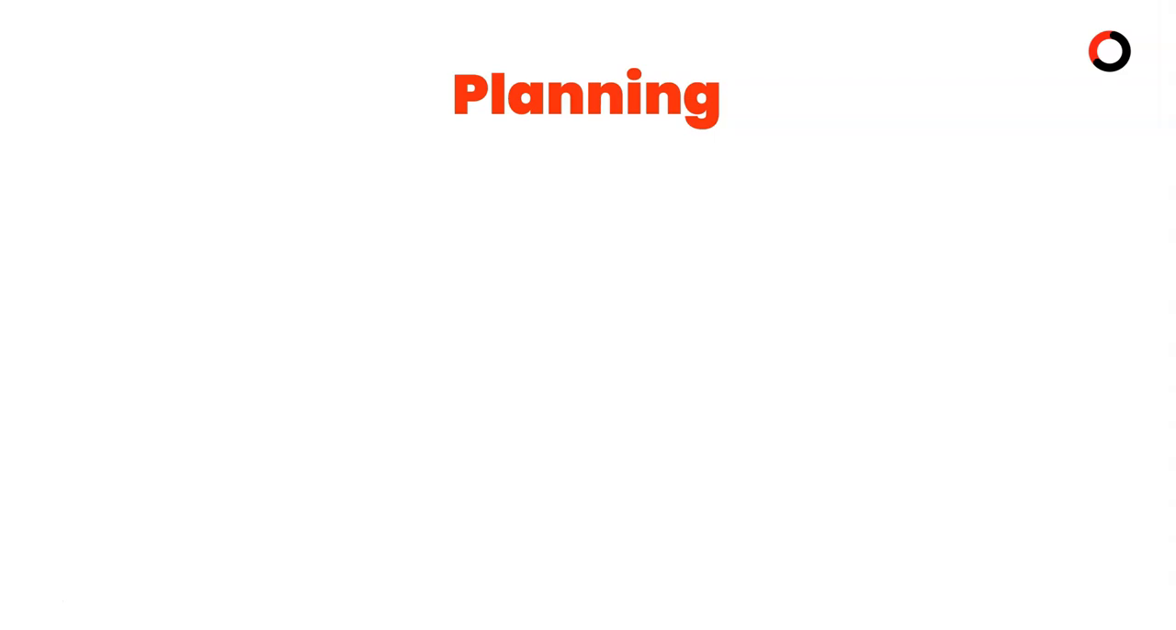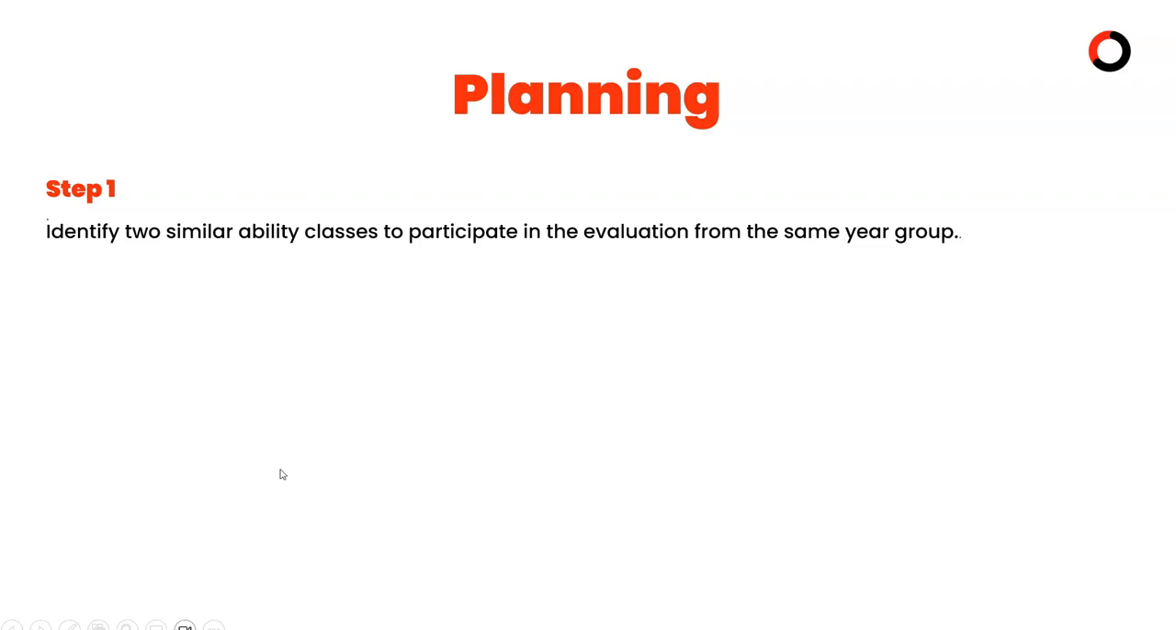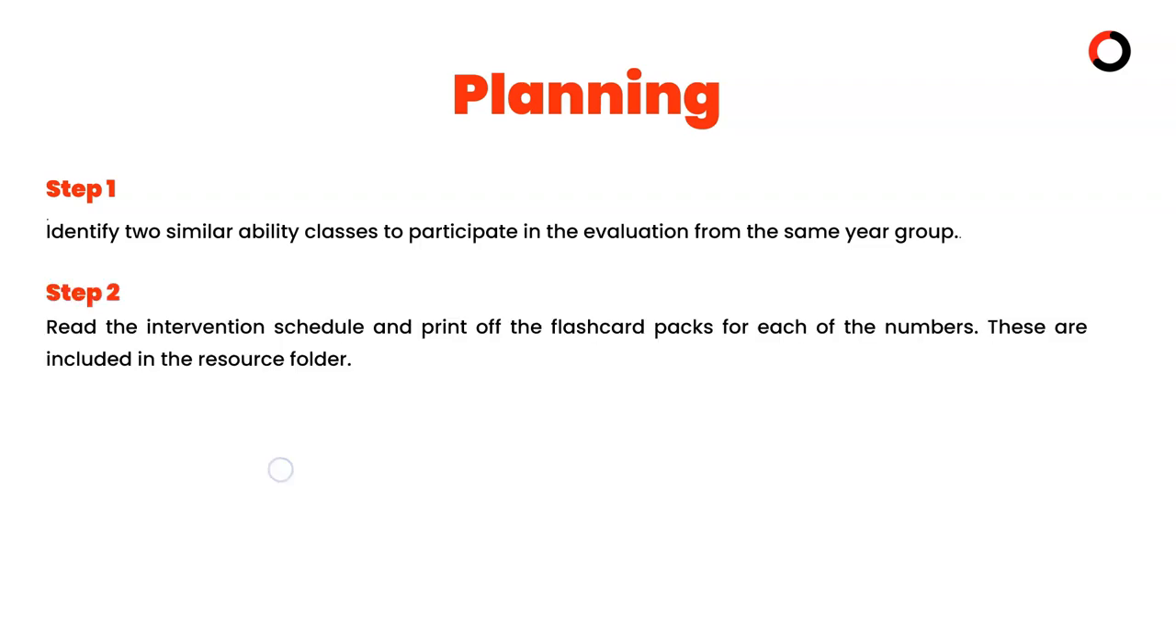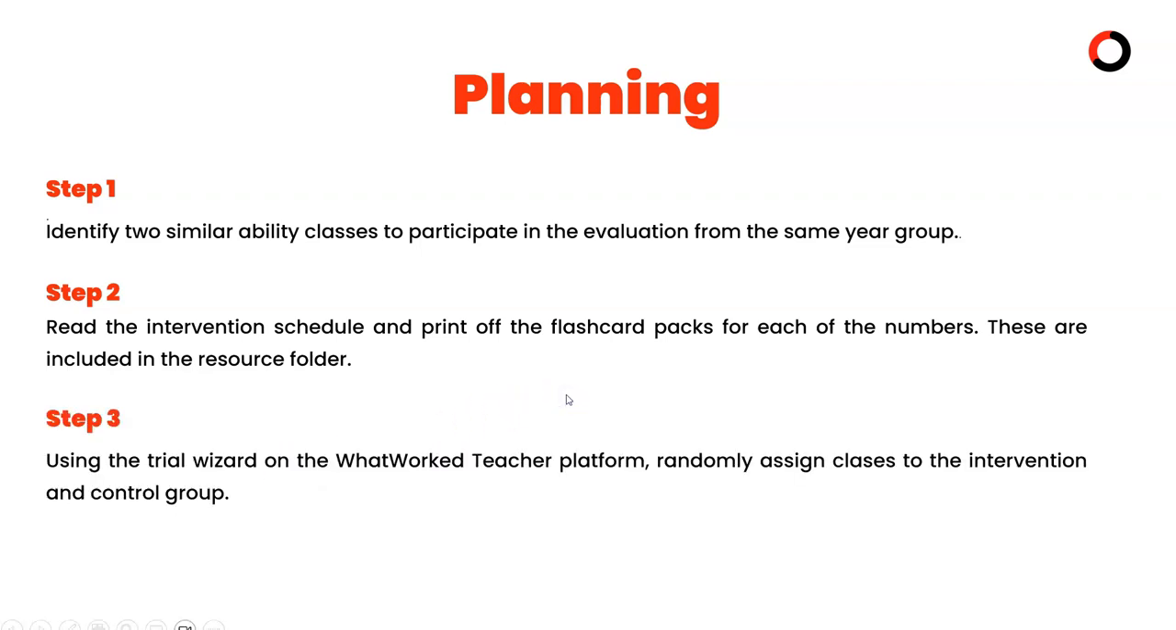Planning. So let's look at how we can set up the intervention from a step-by-step approach in your school. Step 1. Identify two similar ability classes to participate from the same year group. In this case, it's Year 1. Step 2. Read the intervention schedule and print off the flashcard packs for each of the numbers. These are included in the resource folder. Step 3. Using the trial wizard on the What Works Teachers platform, randomly assign the classes to the intervention and control group.